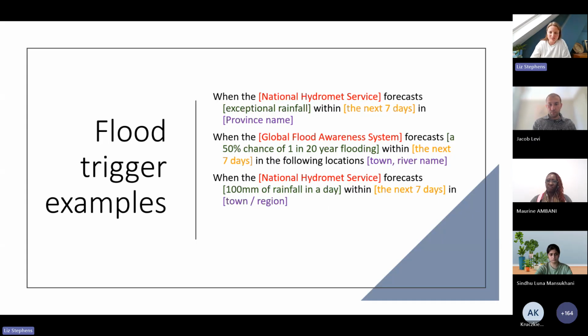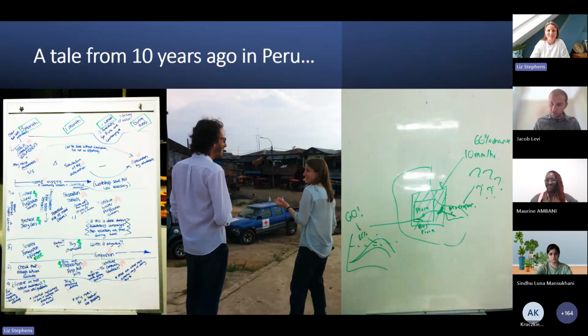It's kind of easy to write these flood trigger statements without actually thinking about how complex it is in practice. So I just wanted to share with you that I do understand this. So I went to Peru 10 years ago when we were trying to write these triggers for flooding caused by El Nino in the north of the country. And it gets really complicated when you think about the actions that you need to take and the lead times that you need to take those actions in, and what the skill of the forecast is and whether it really matches up. And I remember Matthew here on the left negotiating with me.